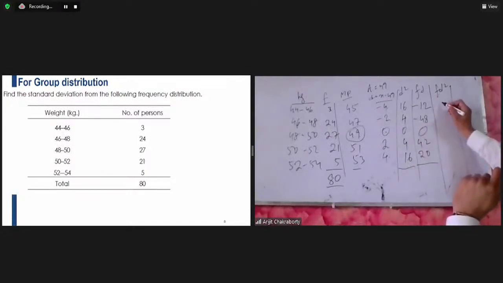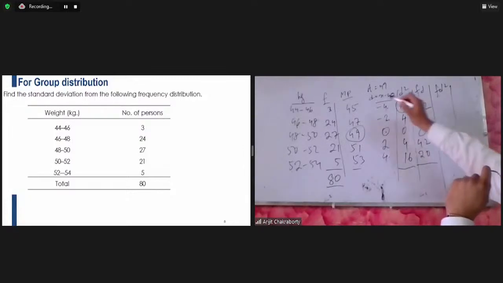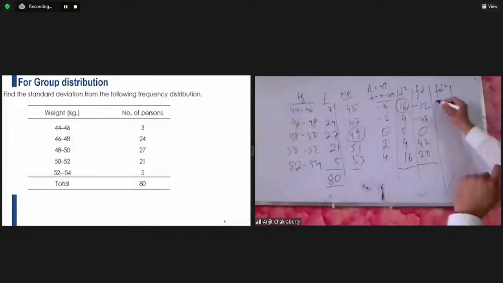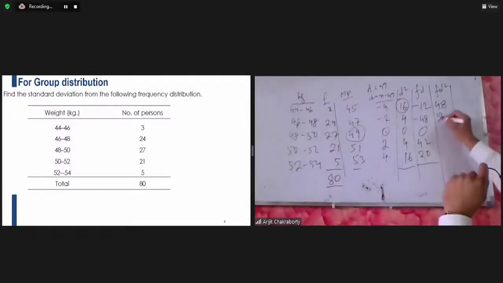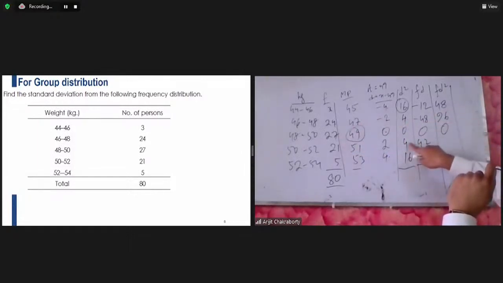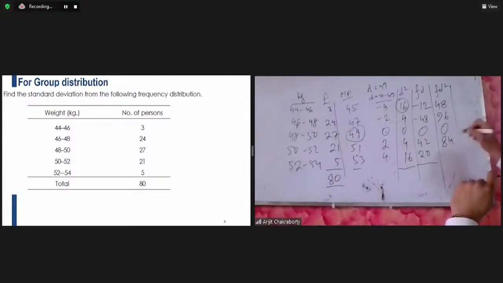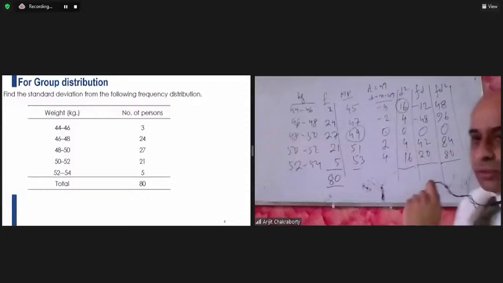Now we are calculating FD square. So D square we know, 16 into F, because we are finding FD square. 16 into 3 is 48. Now we have 4 here and the frequency is 24, so 24 into 4 is 96. 0 and 27, 0, no problem. Then D squared 4 and here we have 21, so it is 84. And here we have 16 and here we have 5, 16 into 5 is 80. So we have got the calculations.